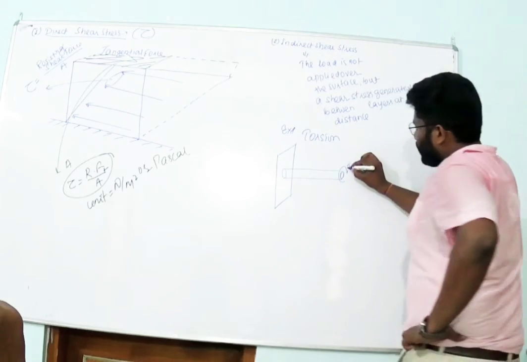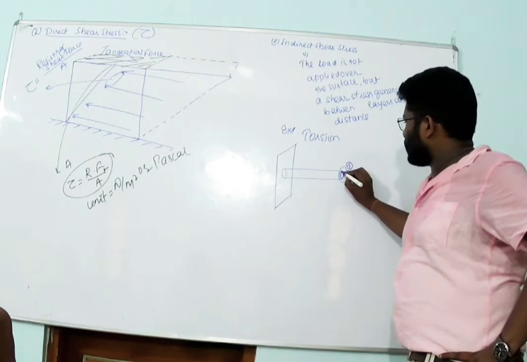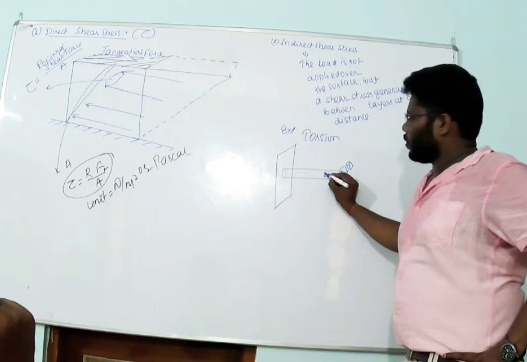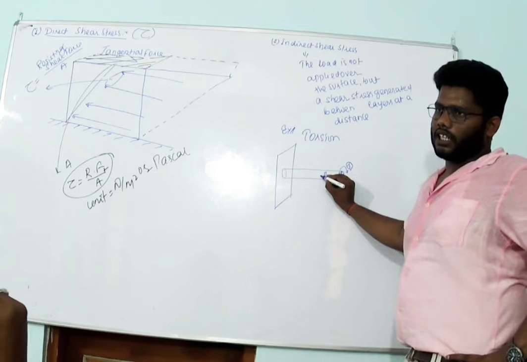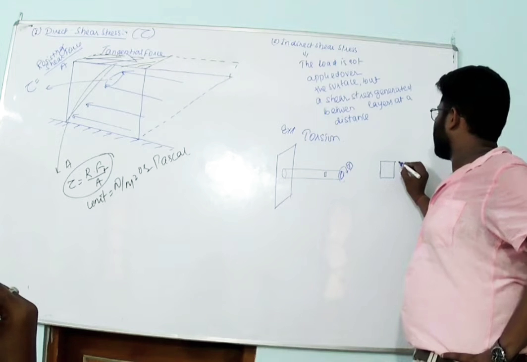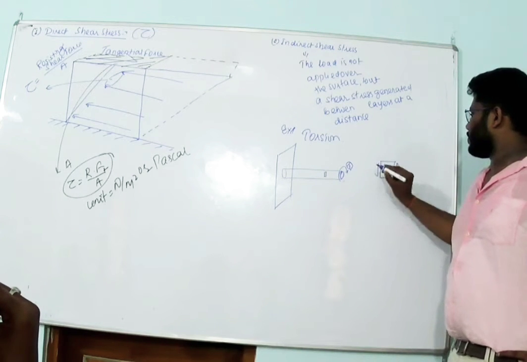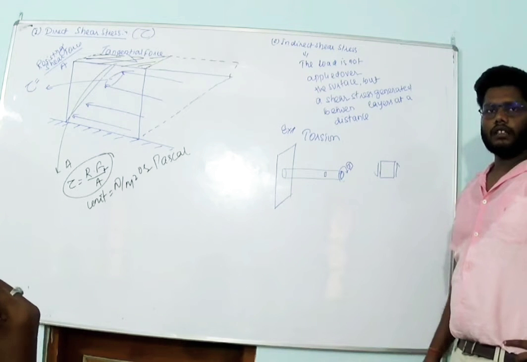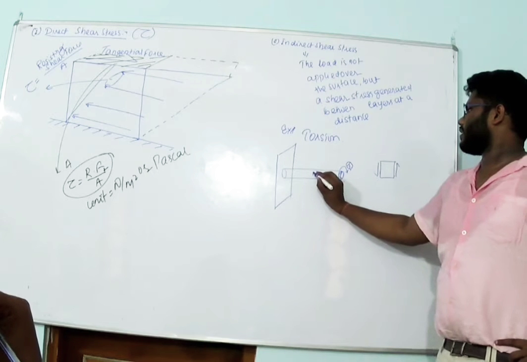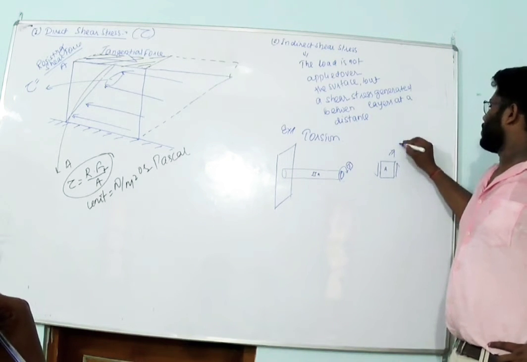If you are applying a twisting moment T, then what will happen? This will try to rotate like this. So this element, nearer to the adjacent element, what will happen? This element will experience shear stress. What is the shear stress here? It will shear here. Correct? So here you can say this element, which is at a distance, this element will experience shear stress.